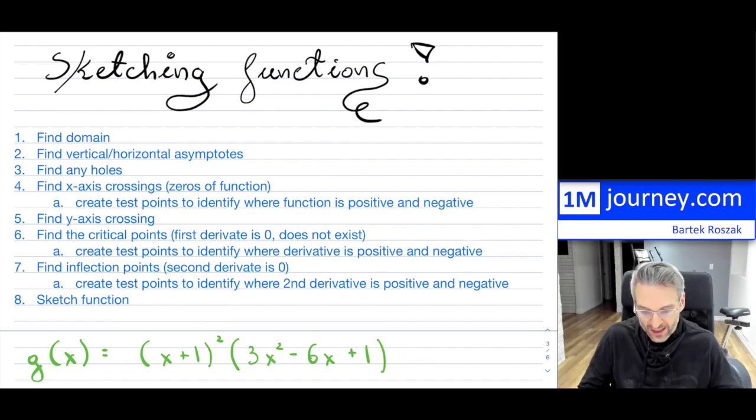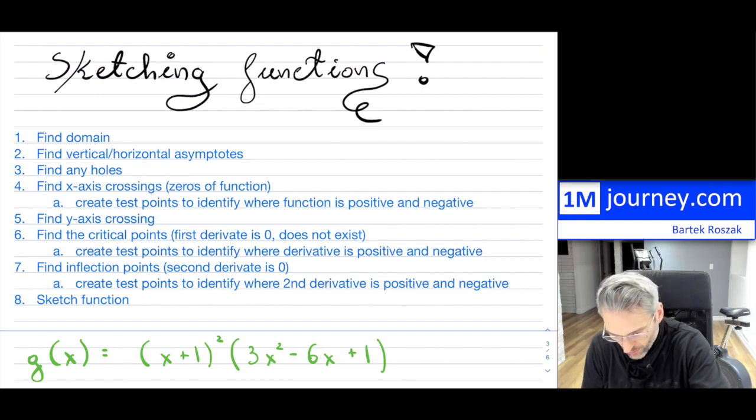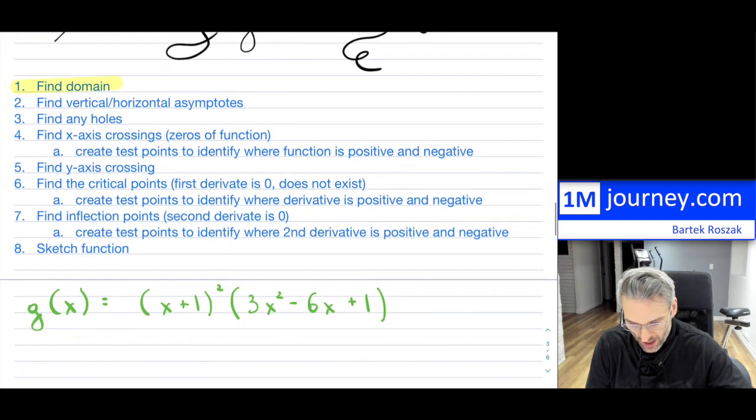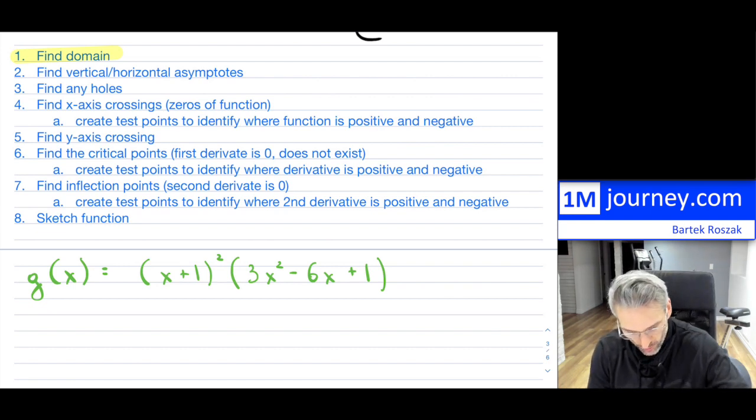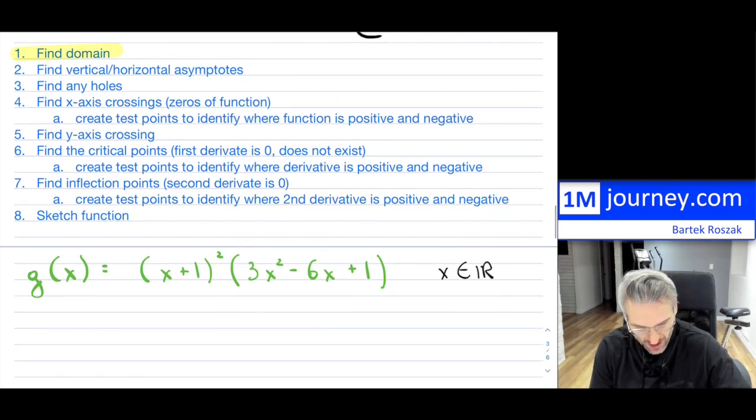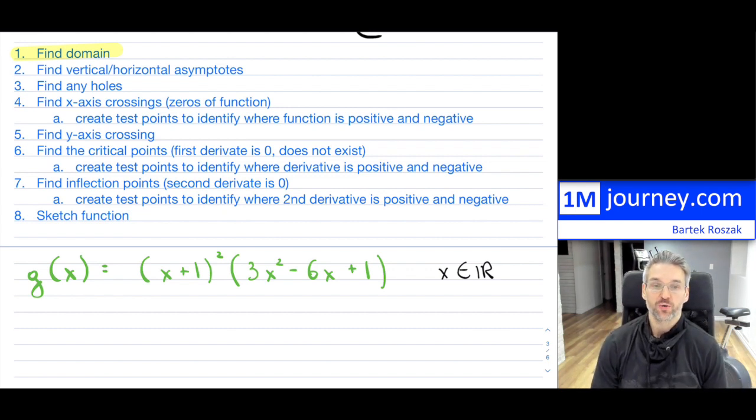The first thing that I like to do is to find the domain. Finding the domain of a function sometimes is challenging. It just depends how complicated that function is. For polynomials, it's rather simple because polynomials are defined everywhere. So our domain is that x is the entire real number line. It's defined for all x unless we have constraints on the left-hand side or the right-hand side, but we don't have any constraints on the domain here.